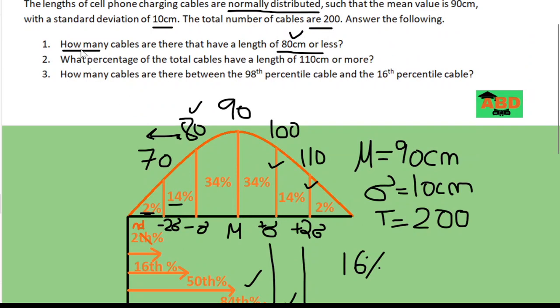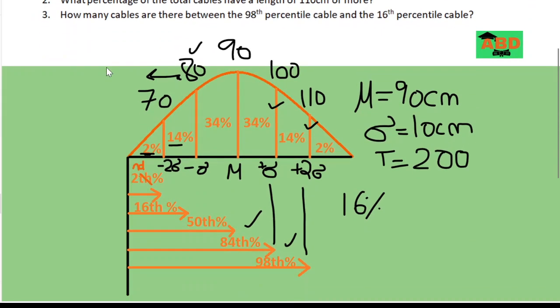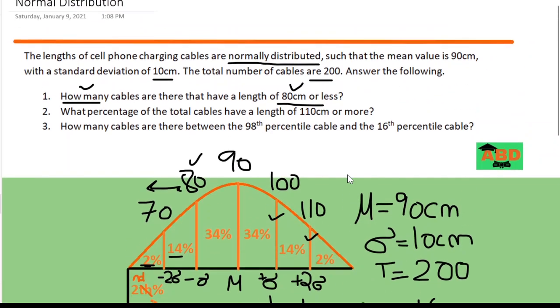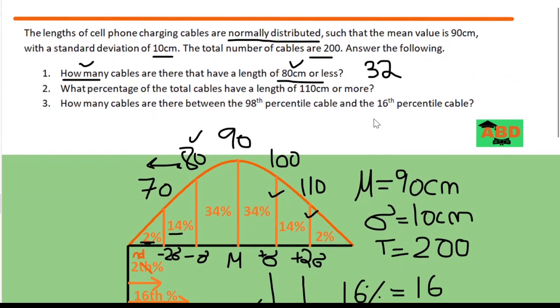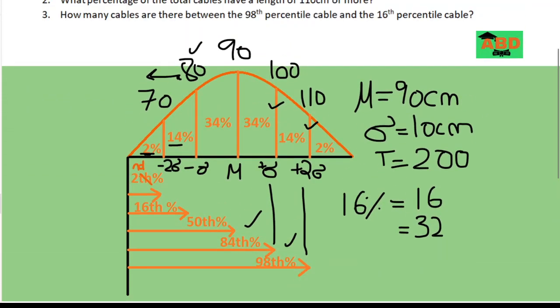Because remember, the question is asking me how many, the quantity, the absolute number. So 16% of 100 is 16. I double that, I will get 32. So out of 200, 32 cables have 80 centimeter length and below. So the first question answer is going to be 32. Okay, not too bad. Let's just rub to make a little bit of room here.